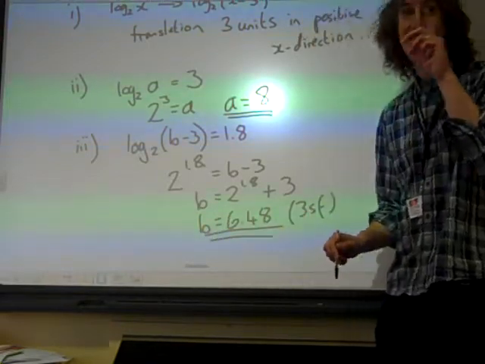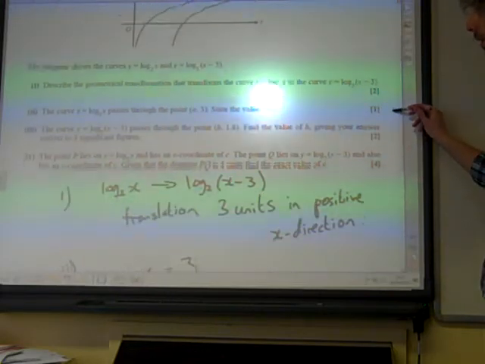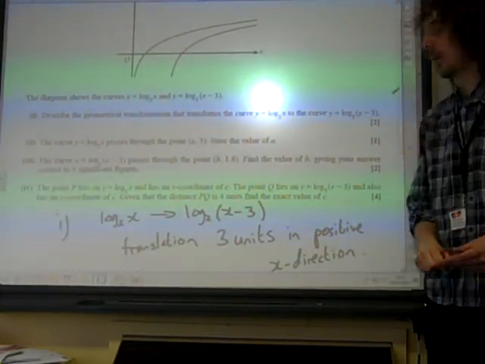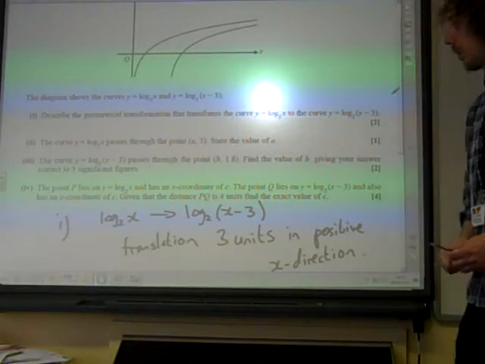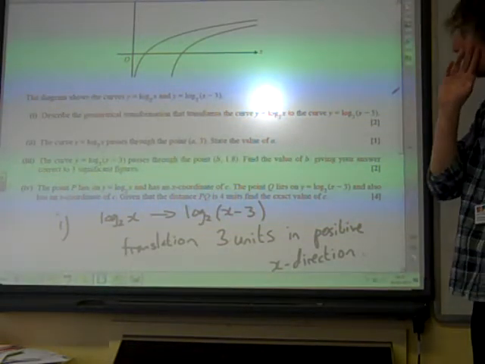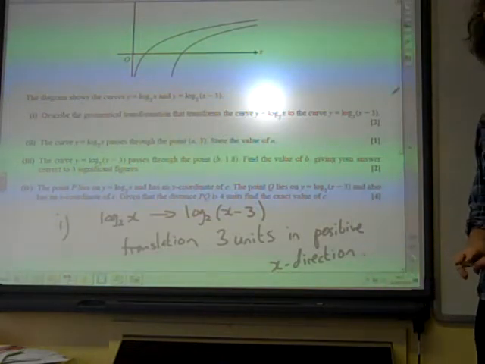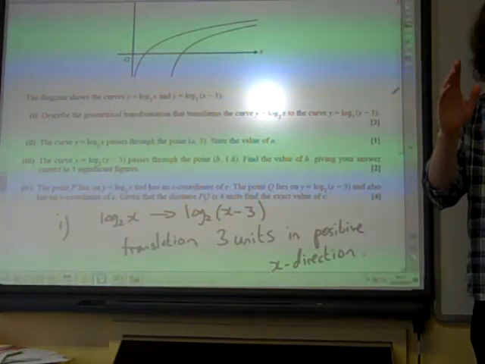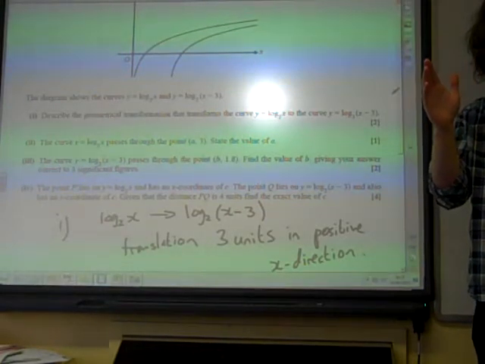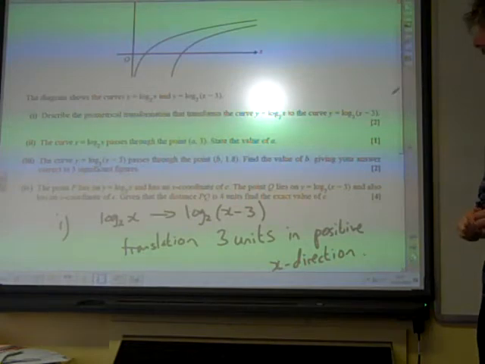Okay? Now, the question gets really interesting. The point P lies on y equals log base 2 of x and has an x coordinate of c. The point Q lies on the other curve, and also has an x coordinate of c. So their x value is the same. They're vertically above each other, these points. Given that the distance PQ is 4, find the exact value of c.